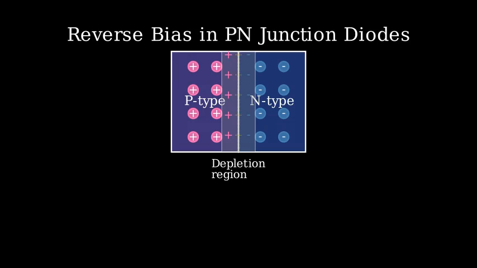Free electrons from the N side diffuse across the junction into the P side, combining with holes near the junction. Similarly, holes from the P side diffuse into the N side, combining with electrons. This diffusion leaves behind immobile charged ions on both sides of the junction, creating an electric field that eventually stops further diffusion. Now, let's understand what happens in a reverse bias configuration.